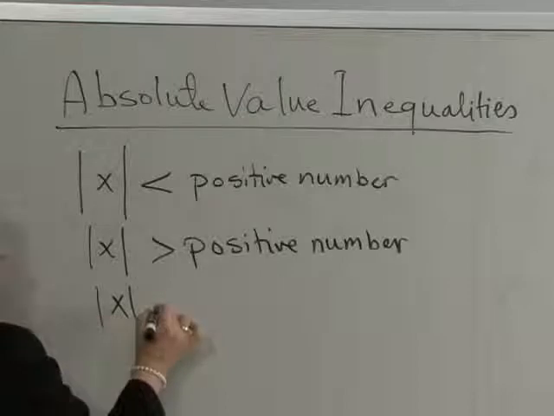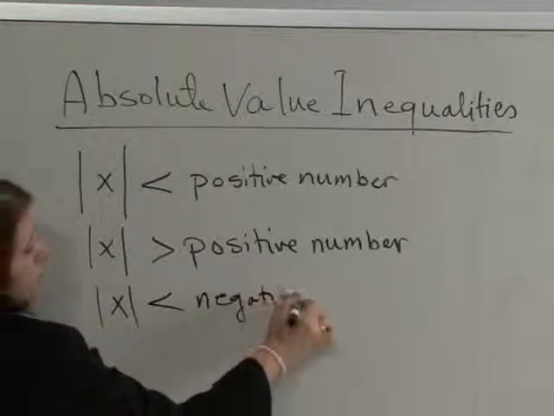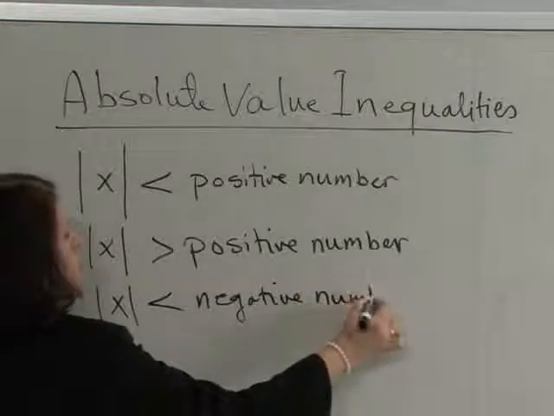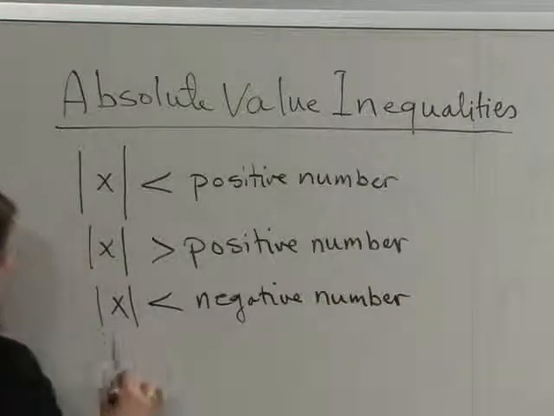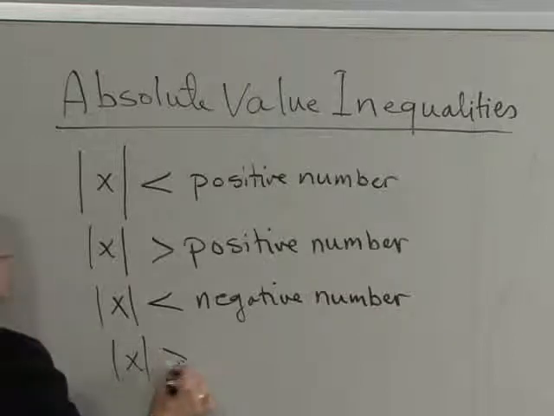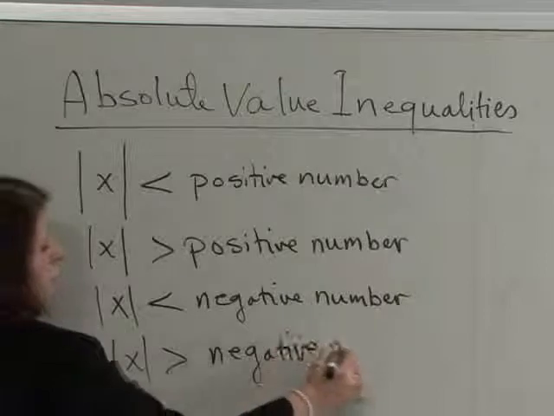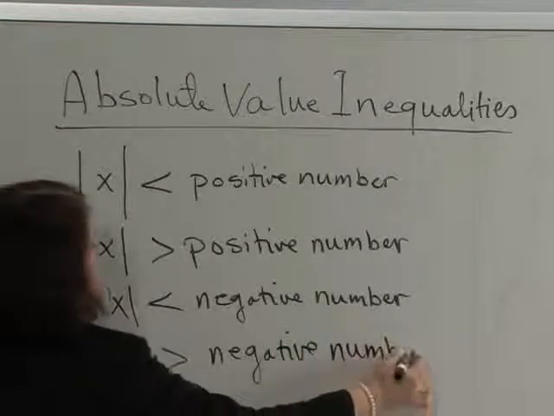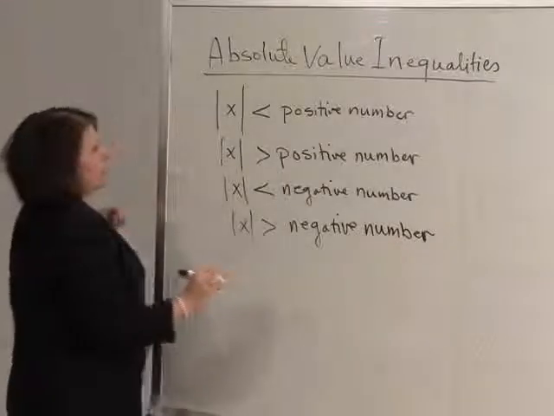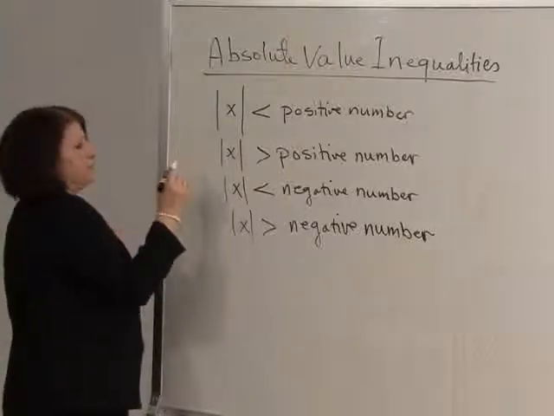One of them is the absolute value is less than a negative number. You can get the answer right away there. You don't even have to solve. You just need to think about it. And the absolute value of x is greater than a negative number. Remember that the absolute value is the distance from 0.